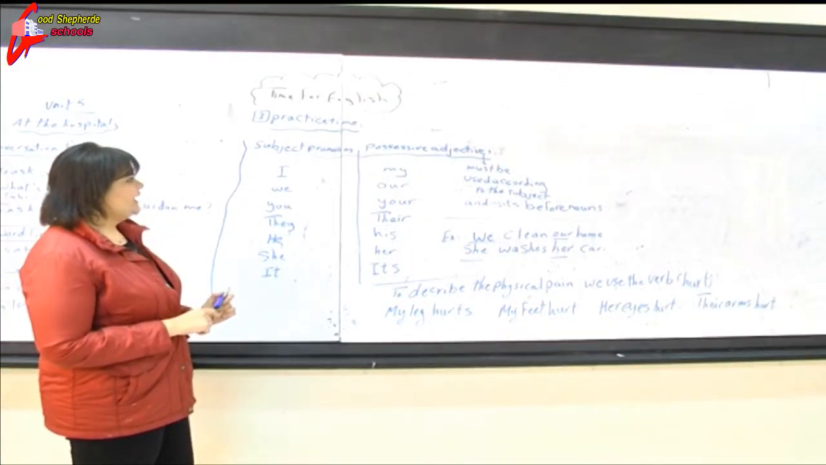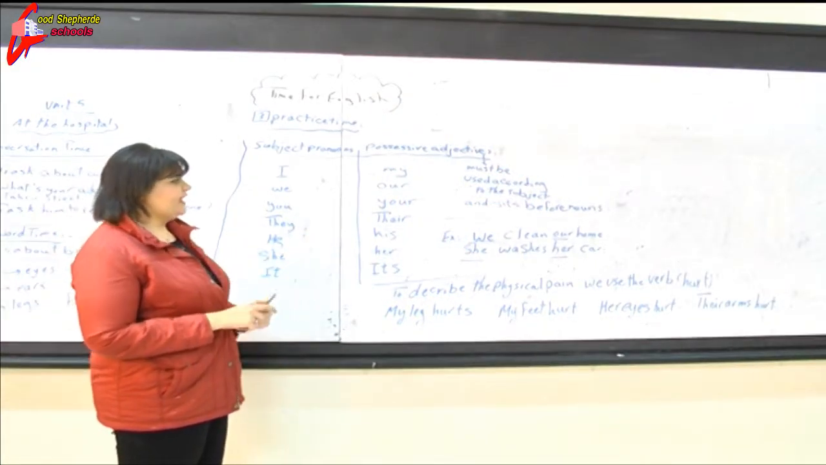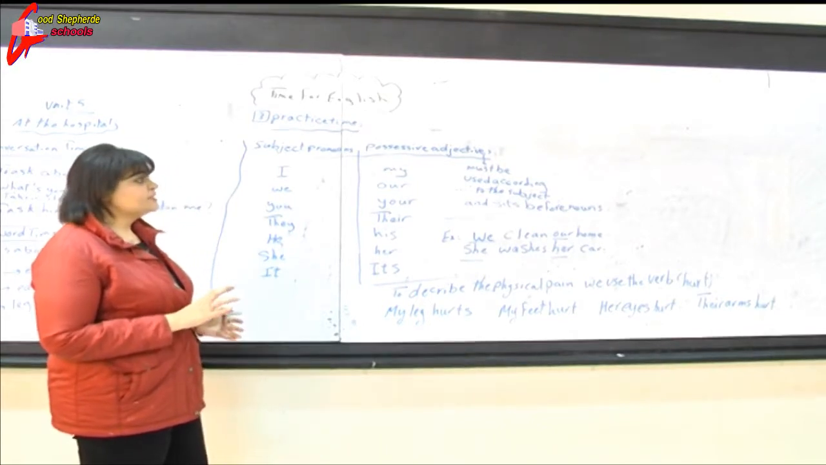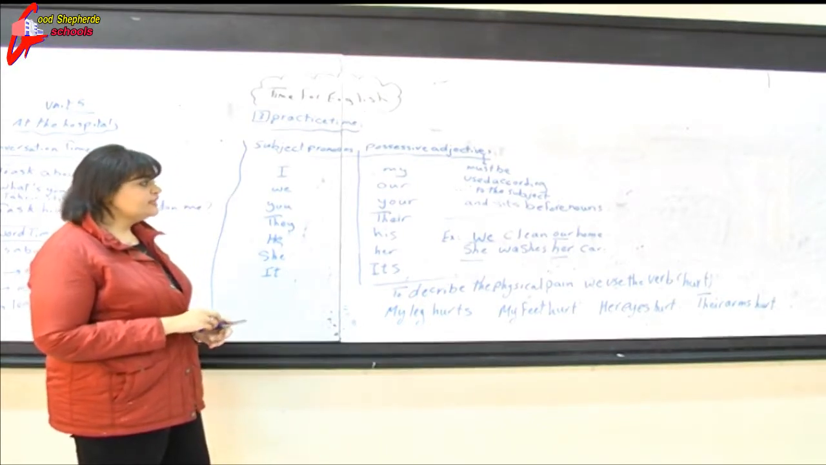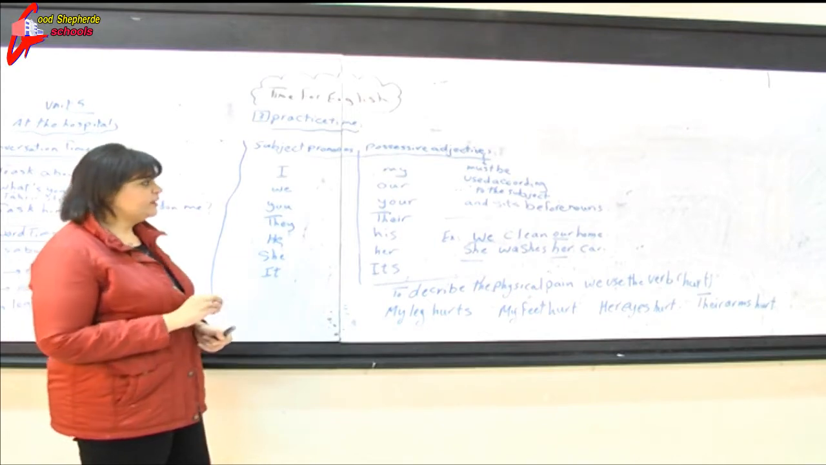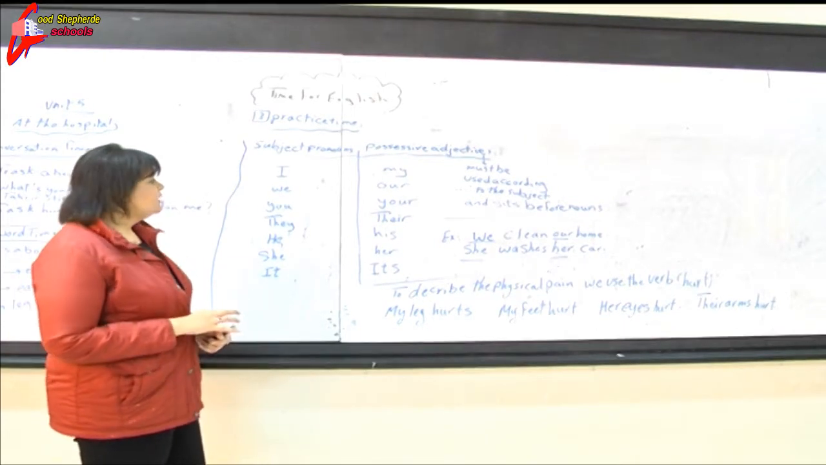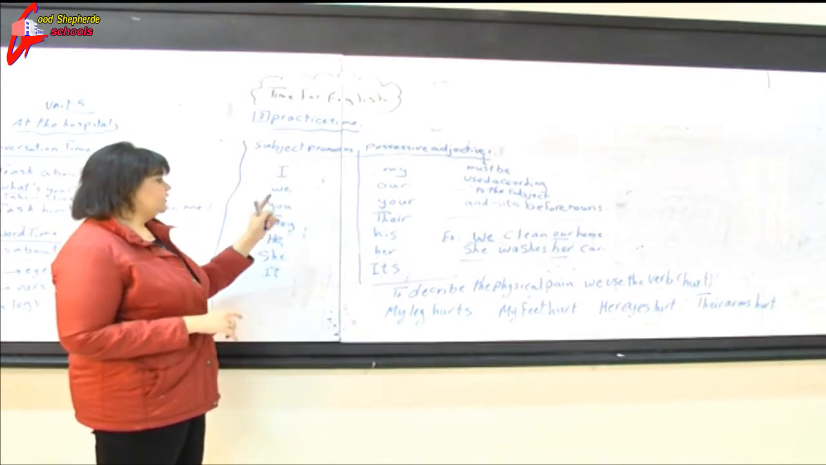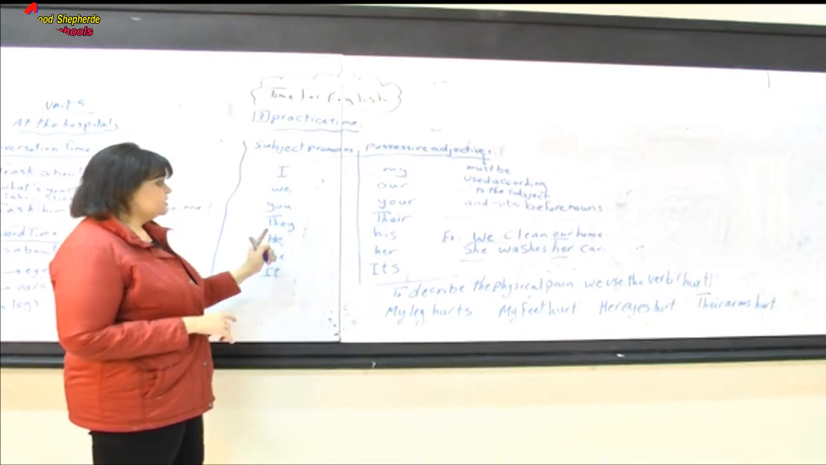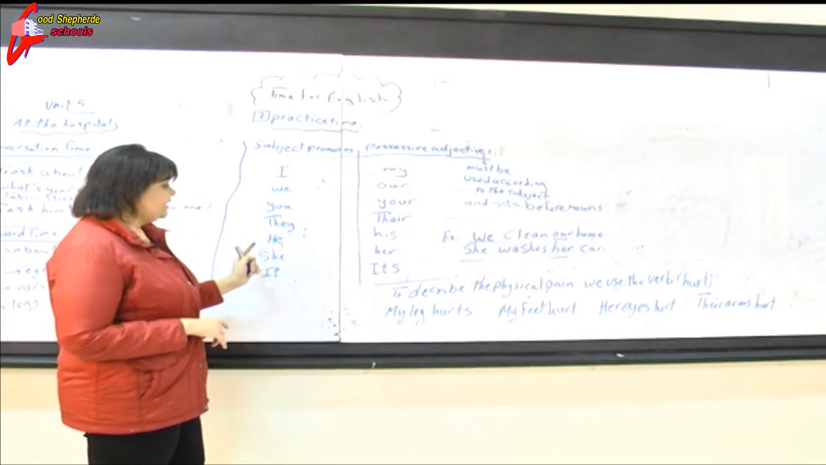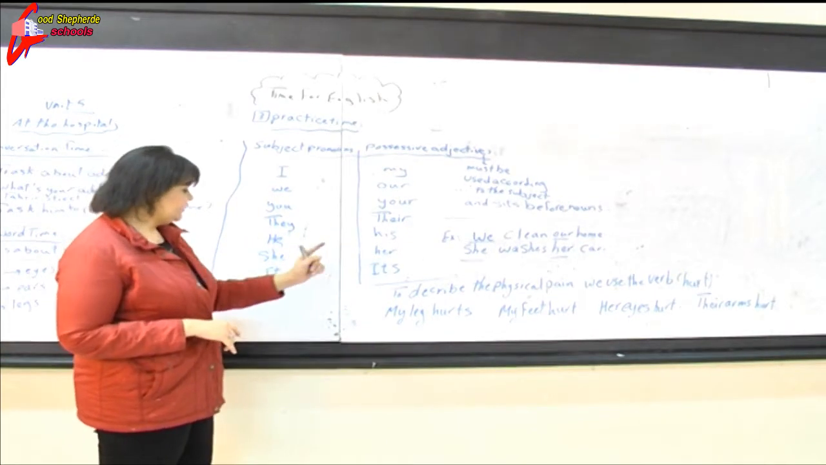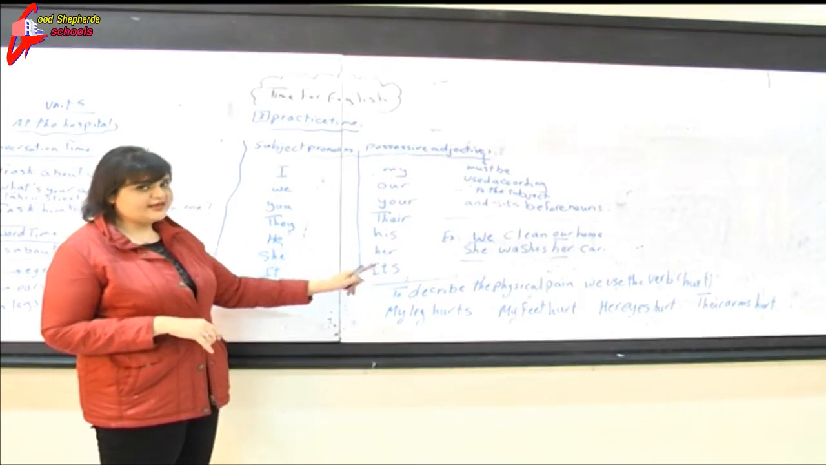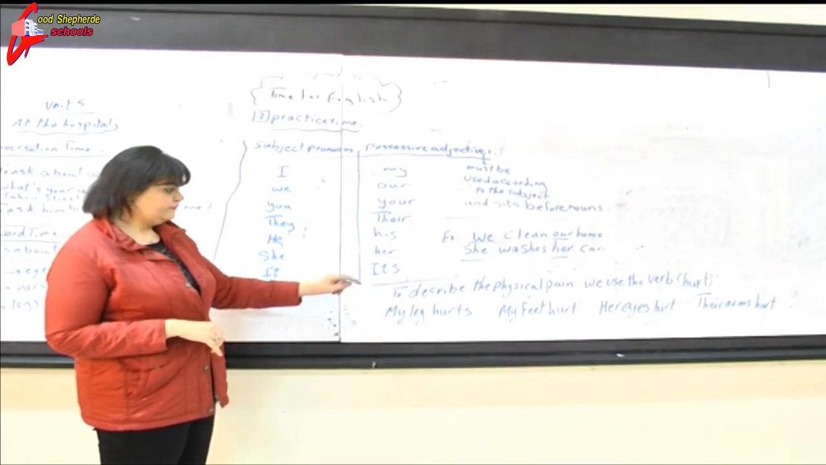Practice time, we have subject pronouns and possessive adjectives. Possessive adjectives must be used according to the subject and sit before nouns, like my name, our bags. So, I turns into my, we turn into our, you turn into your, they turn into their, he, his, she, her, it, its. It's here without apostrophe.